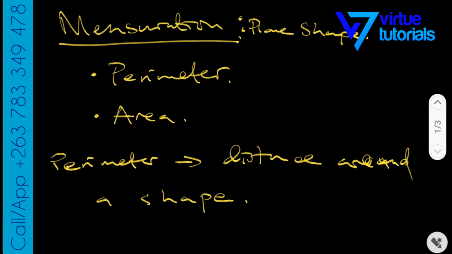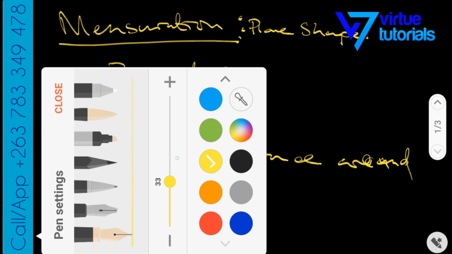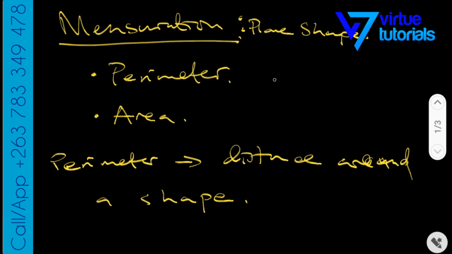Mensuration. Let's talk about mensuration. This is a topic where we look at shapes. There are two major sections: plane shapes and solid shapes. We're going to start off by looking at plane shapes.